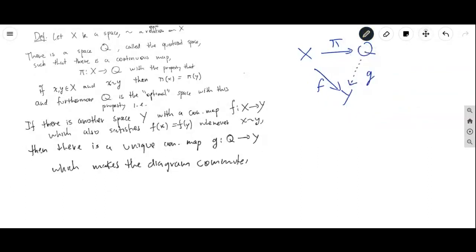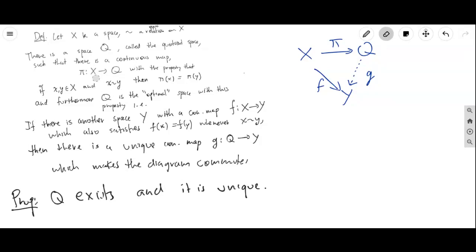And the proposition, of course, is that Q exists, and it is unique. So it exists for any quotient. You always have the quotient space. And basically, the construction that we gave earlier is the justification for why it exists. You just have to show that the construction that we provided satisfies this mapping property. And then you have to show that it is unique.